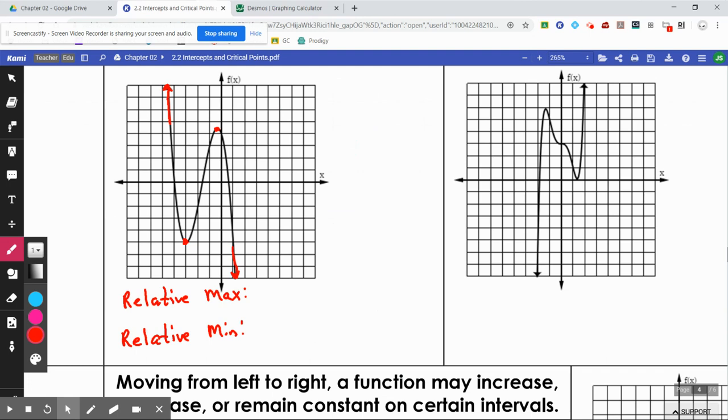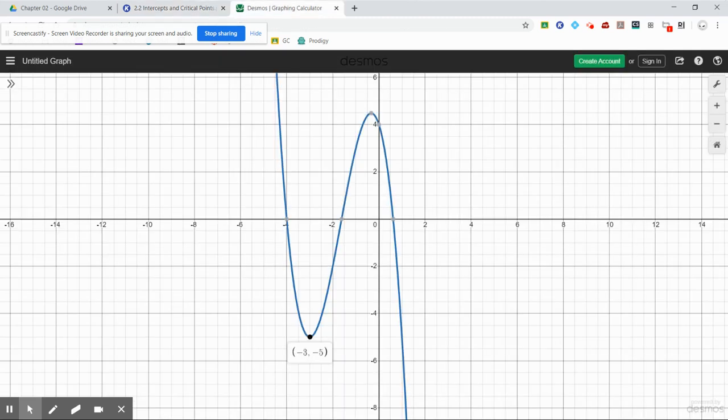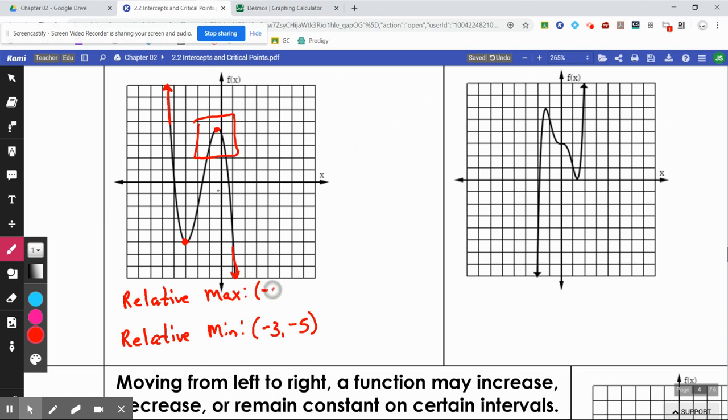So let's go back over to my relative minimum, and I put these out of order. My minimum is going to be at negative 3, comma negative 5, and you can check that. Left 3, down 5 does look right. Now my relative maximum, again, that's the maximum in this area, so that would be this point right here. Going back to my graph, my relative maximum here would be at negative 0.3, 4.5.